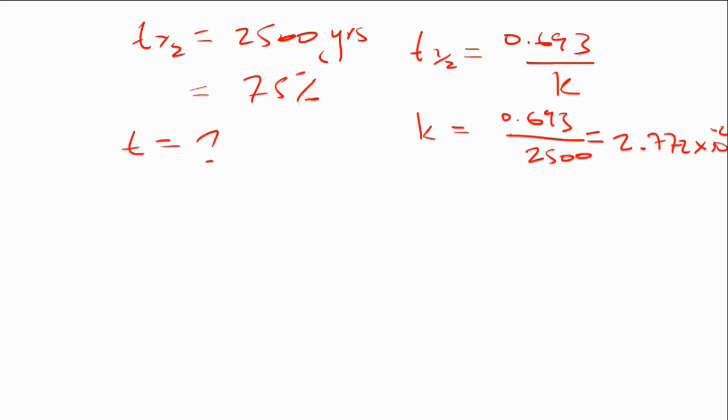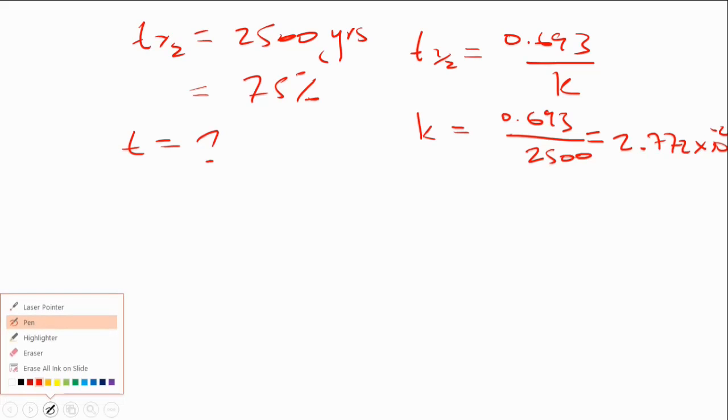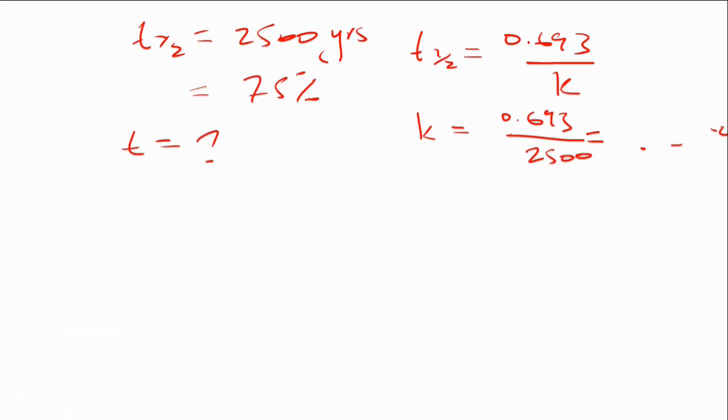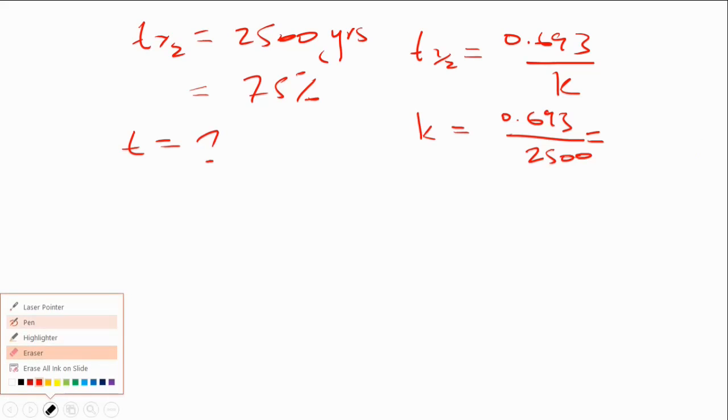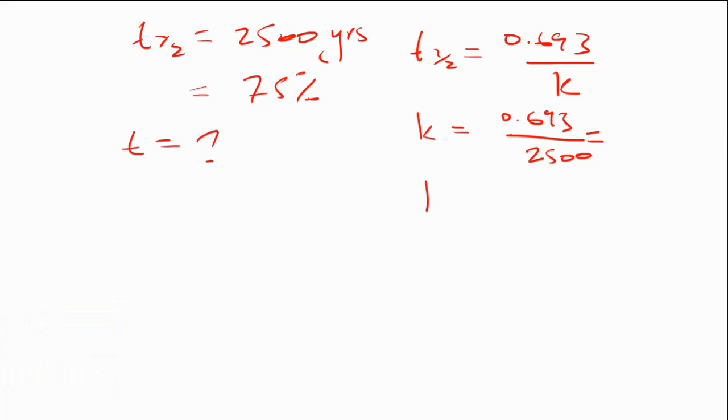Let's fix that because I don't think you can see it well. k is equal to 2.772 times 10 to the minus 4. And seeing that the years are in the denominator, the unit will become reciprocal years.